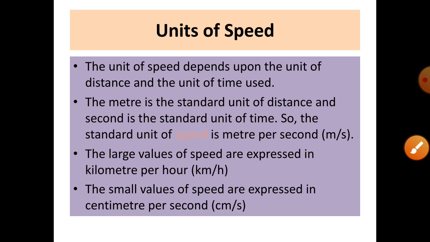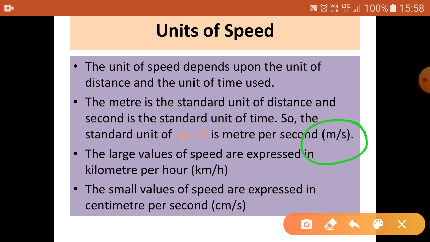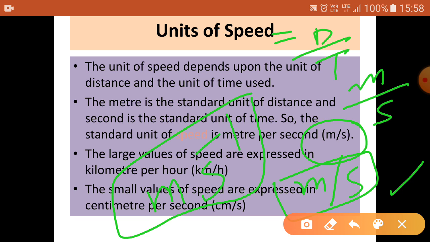Now the SI unit of speed is meter per second. Speed is equal to distance upon time, we know. So what is the SI unit of distance? That is meter, and for time it is second. So we can write meter per second this way also, or meter per second this way also. So this will be the SI unit of speed. Either way you can write, if you feel like to write like this or like this, your choice. The unit of speed is meter per second.